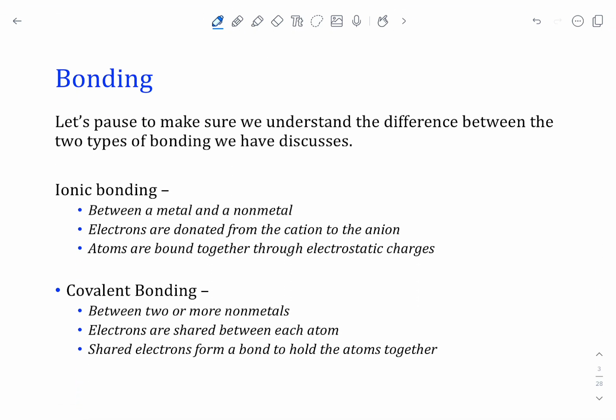So let's pause to make sure we understand the difference between the two types of bonding that we have discussed. In our previous lesson, we talked about ionic bonding. And ionic bonding was specifically between a metal and a nonmetal. And in ionic bonding, electrons are donated from the cation to the anion. So we're dealing with a difference in charges. And that's how we bind our atoms together. They're bound through electrostatic charges. Okay, we have a plus that's bound to a minus, just like magnets. So we have our cation that's bound to our anion.